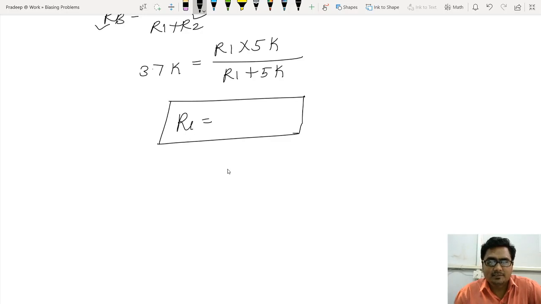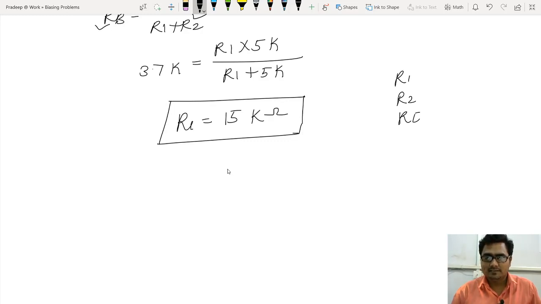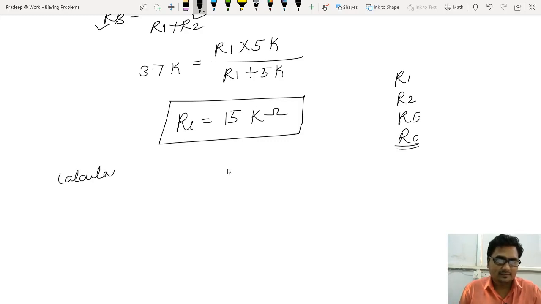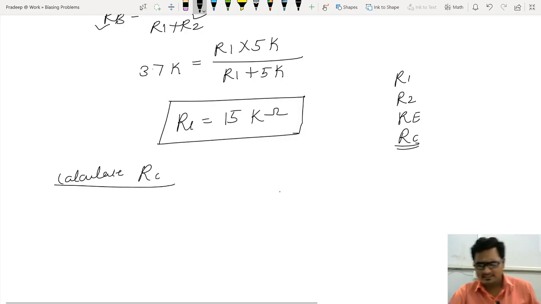It comes out to be approximately 14k. Maybe your value is 14.7, 14.8, 14.9 or maybe 15.1. I am writing approximately 15k. So till now we are finished with R1, R2, even RE. RC is the last thing that we need to calculate. So let us find out RC.